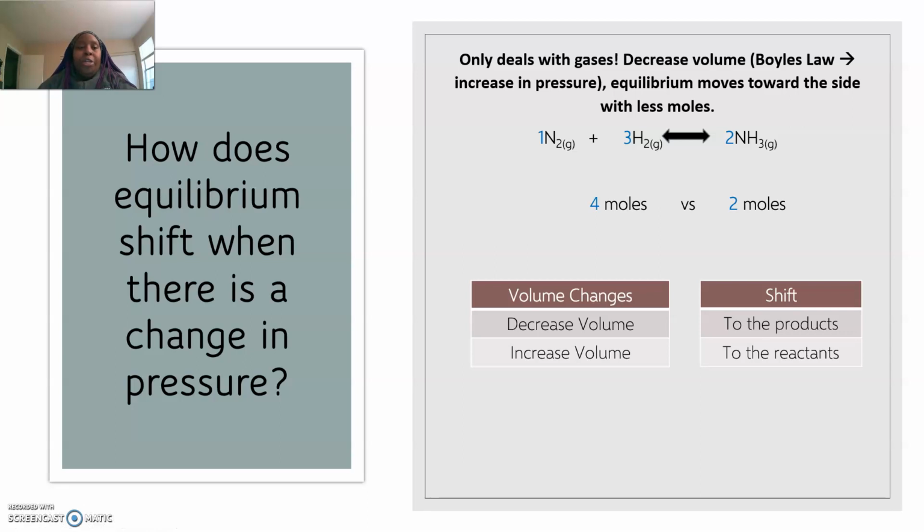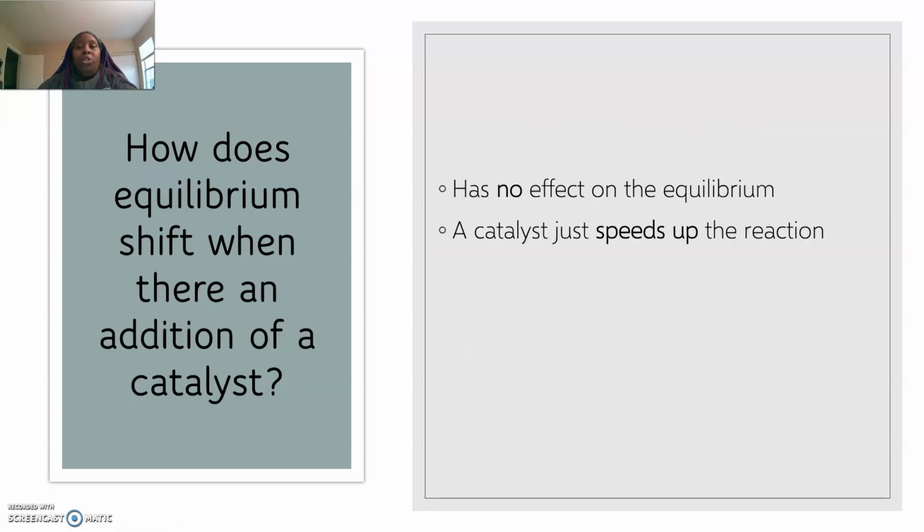The fourth stressor is probably the easiest one of the bunch, because anytime we add a catalyst, the catalyst has absolutely no effect on equilibrium. All the catalyst does is speed up the reaction. That's all you need to know: a catalyst speeds up the reaction and has no effect on equilibrium.